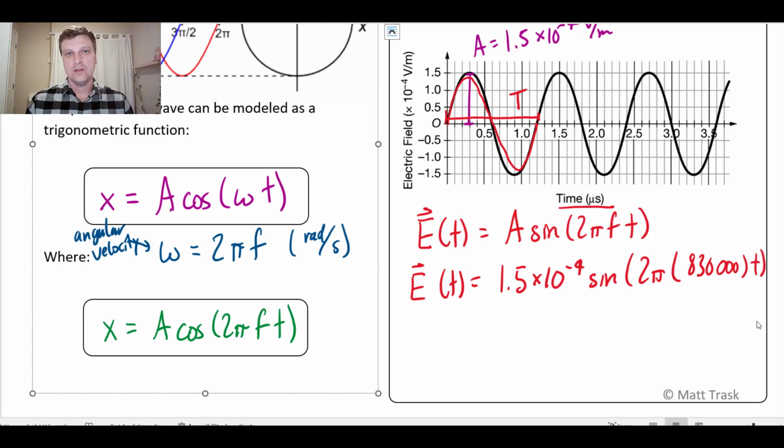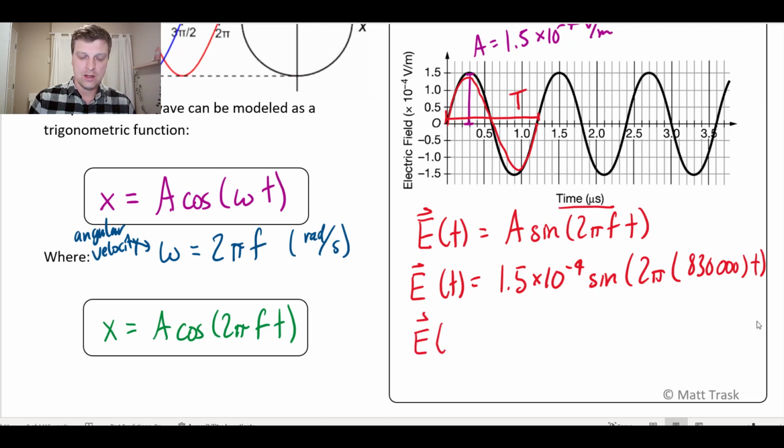And so if we simplify this, we just get that the electric field strength as a function of time is equal to 1.5 times 10 to the negative 4 times the sine of, and this is about 5.6 times 10 to the 6 t.